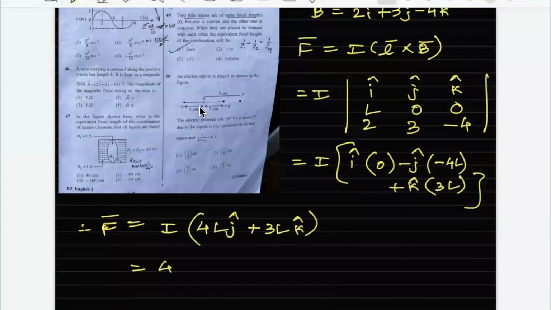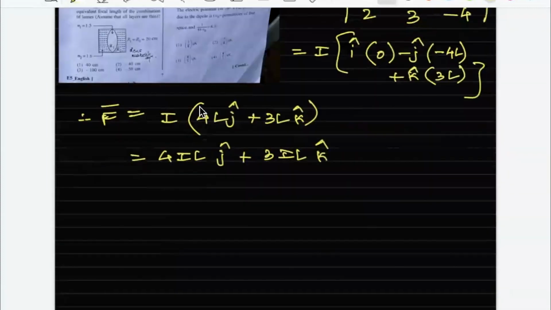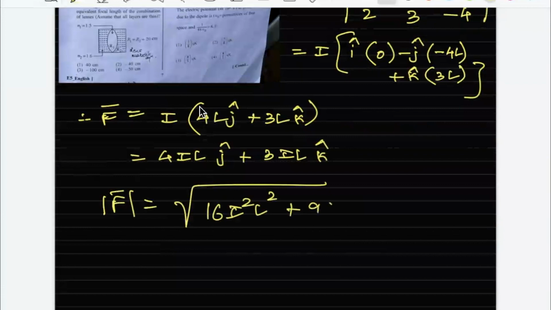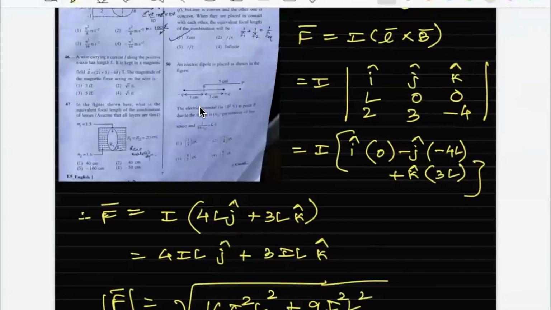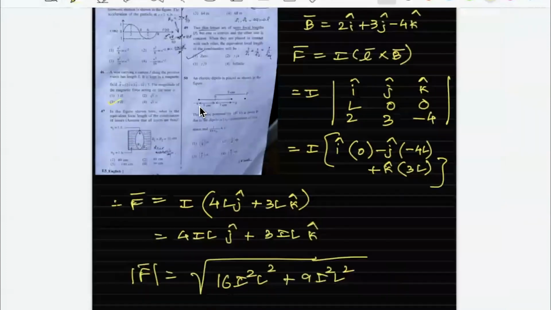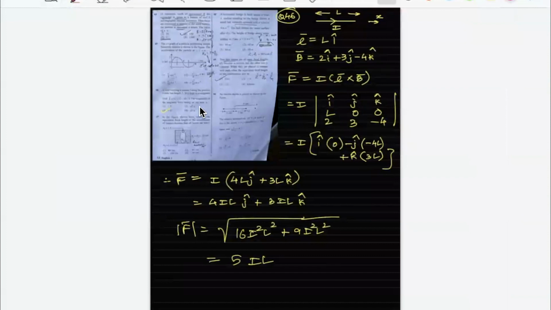So 4IL J cap, 3IL K cap, and they only want the magnitude. So all I have to do now is mod F is root of 16 I square L square plus 9 I square L square, so 25, so 5IL. It's this one. Okay. Question number 47.